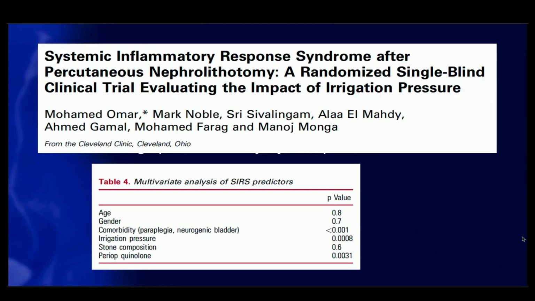This is a randomized study by Dr. Munga's group comparing patients undergoing percutaneous nephrolithotomy with either 80 millimeters of mercury irrigation or 200 millimeters of mercury irrigation. And what they found on a multivariate analysis was that the increased pressurized irrigation was an independent predictor for SIRS postoperatively.